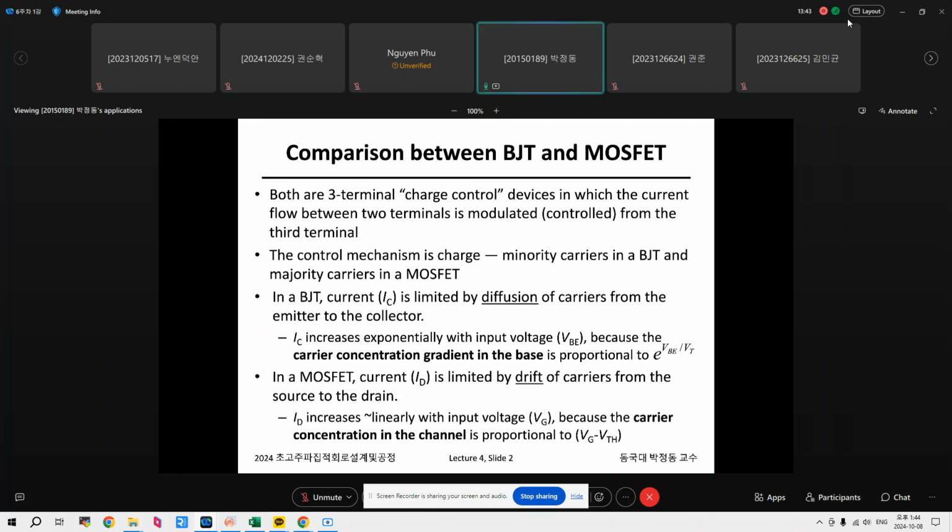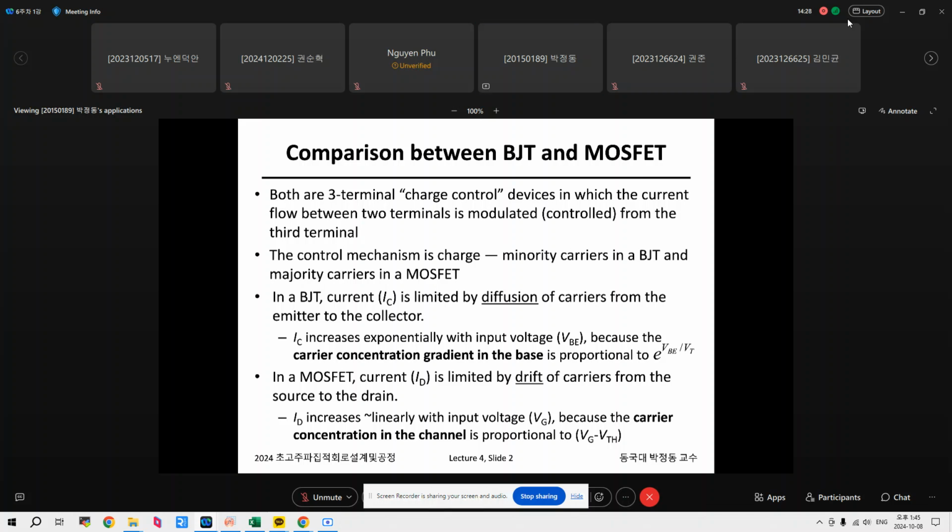So people just consider BJT and MOSFET as a three-terminal charge control device, right? That's true. However, as you guys understand well, the BJT has the characteristic of a minority carrier current diffusion, right? So the operation mechanism is diffusion current, right? Meanwhile, MOSFET is operating based on the drift current, right? That's a huge difference.